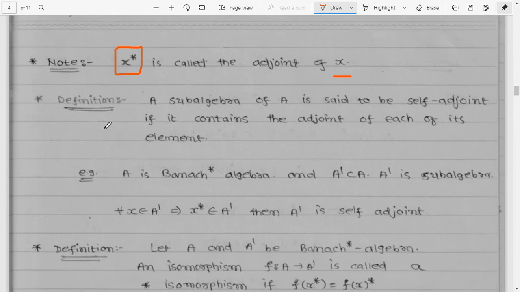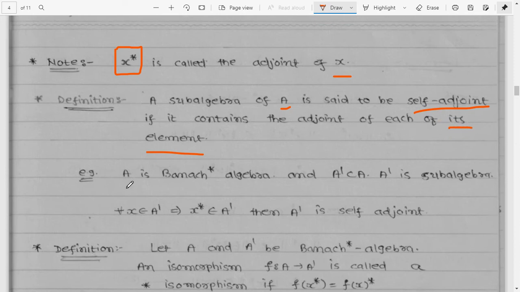Now we see the definition of self-adjoint. A subalgebra of A is said to be self-adjoint if it contains the adjoint of each of its elements.